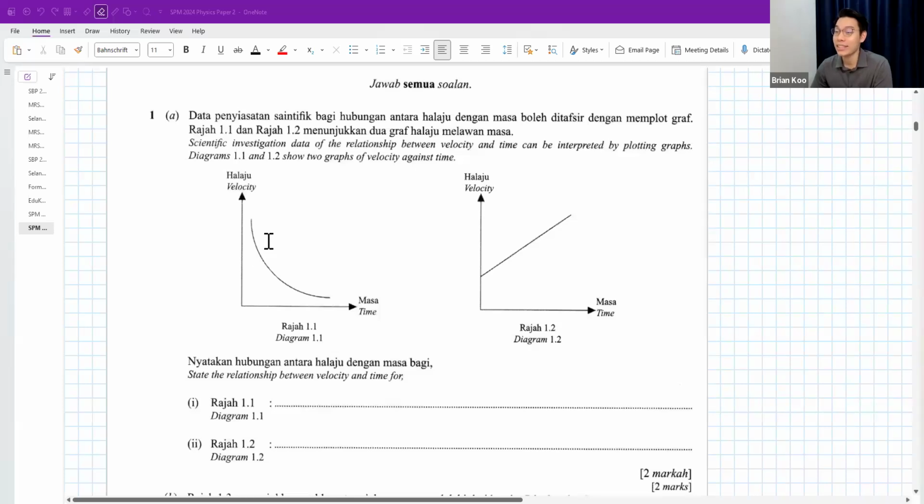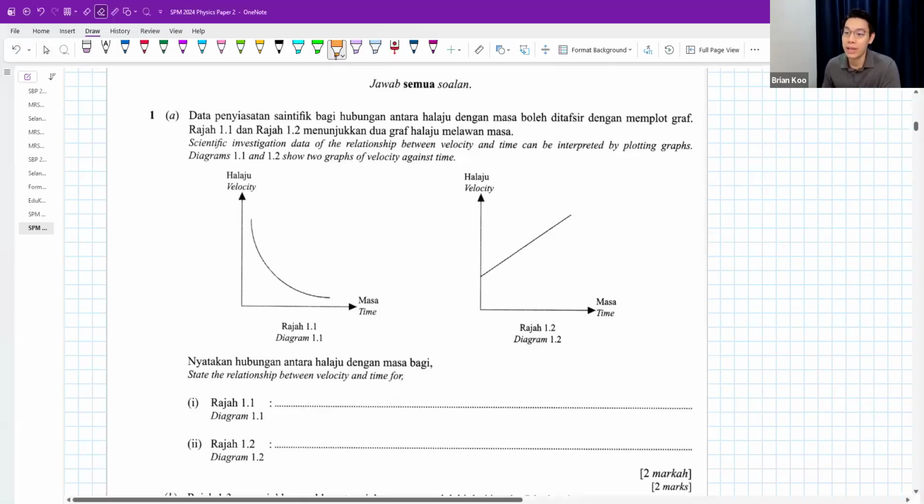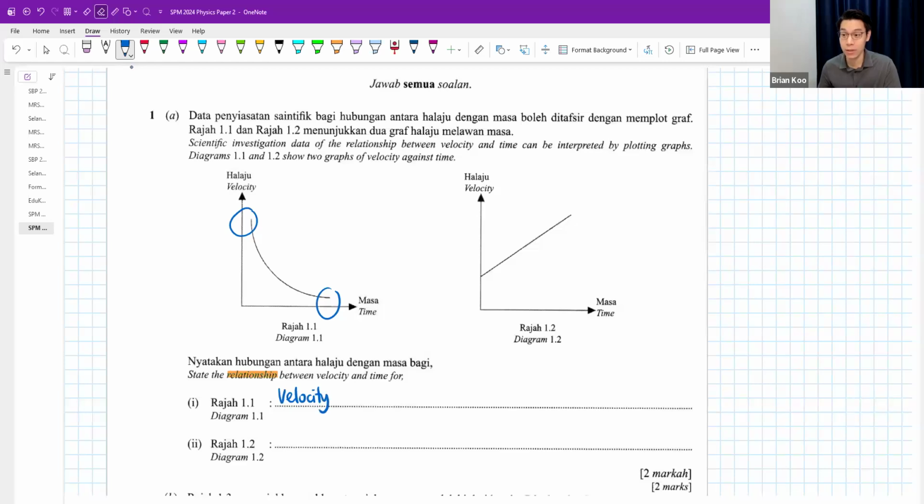Scientific investigation data of relationship between velocity and time can be interpreted by plotting graphs. Diagram 1.1 and 1.2 shows two graphs of velocity against time. State the relationship. Now guys, if they give you a relationship graph, we cannot just say the greater, the smaller, increase, decrease. No, you have to write it in a graph way. Meaning you need to know that because this graph doesn't touch the x and y axis, velocity is inversely proportional to time.